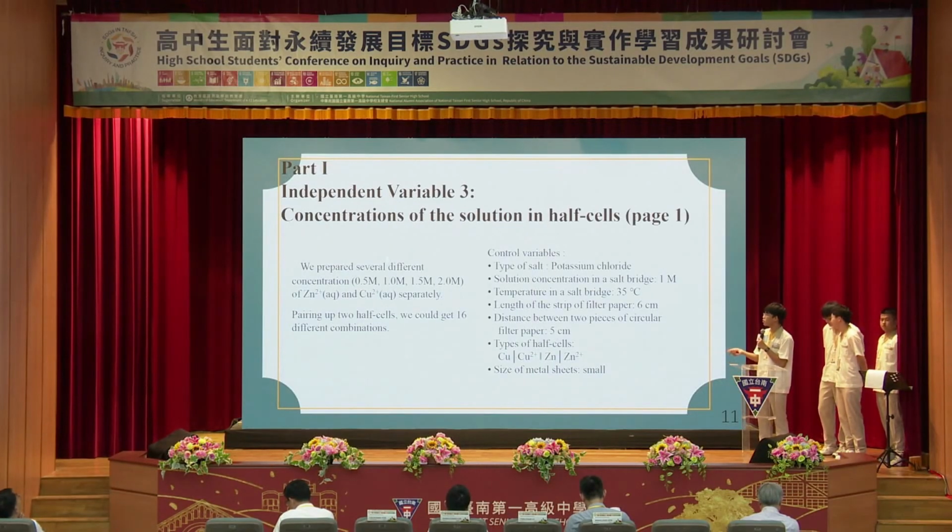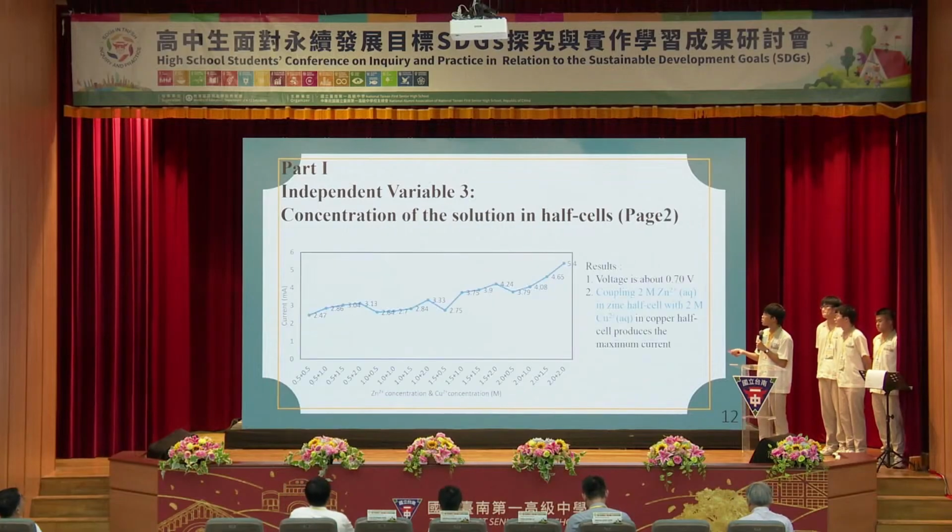Independent variable 3, concentrations of the solution in the half cells. We prepare several different concentrations of zinc and copper sulfate solution. Pairing up 2 half cells, we could get 16 different combinations. According to the results, coupling 2N zinc ion in the zinc half cell with copper ion in the copper half cell produces the maximum current.